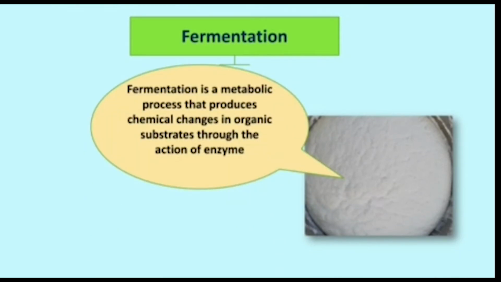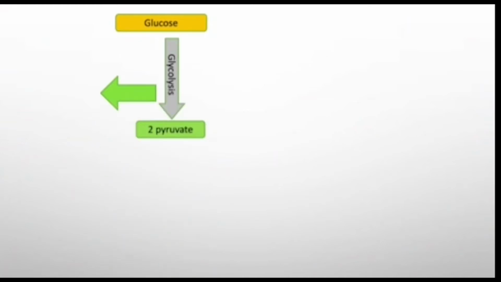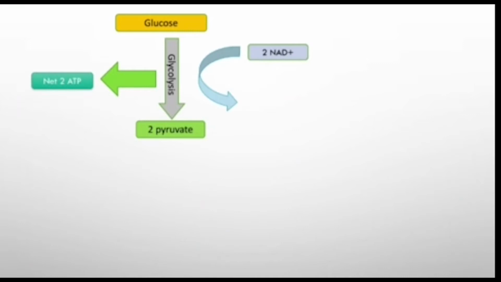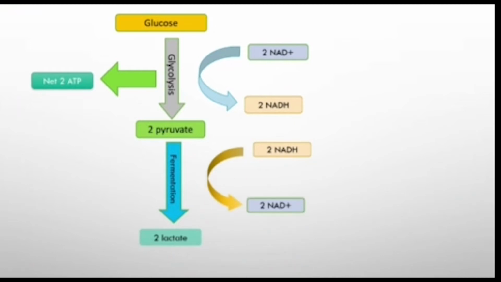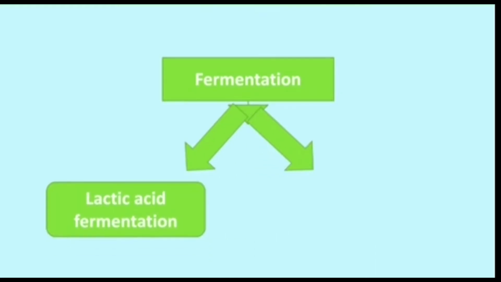Fermentation. Fermentation is a metabolic process that produces chemical changes in organic substrates through the action of enzymes. It is the extraction of energy from carbohydrate in the absence of oxygen. Its main function is to convert NADH, a chemical compound found in living cells, back into the coenzyme NAD+ so it can be used again. This process, known as glycolysis, breaks down glucose using enzymes, releasing energy. Fermentation contains two types: lactic acid fermentation and alcoholic fermentation.